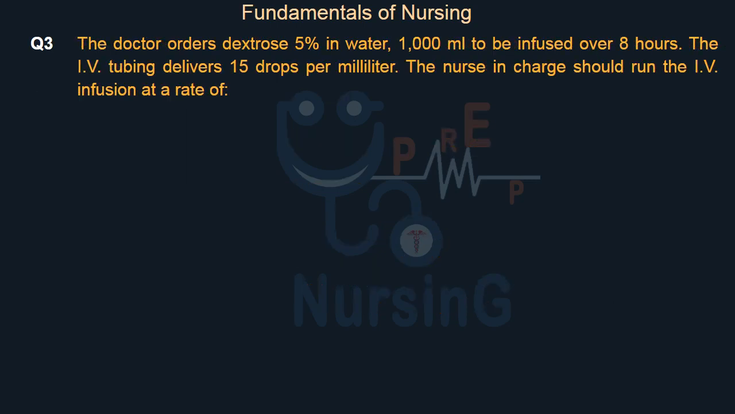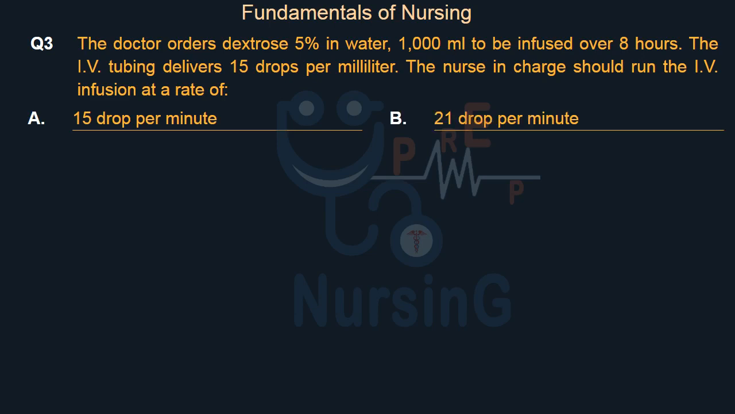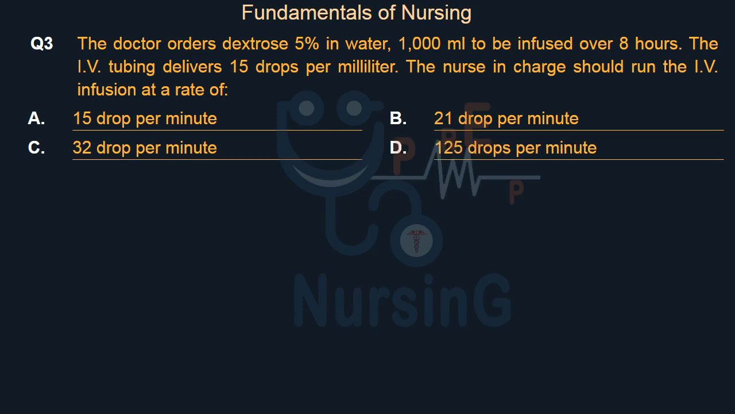The doctor orders dextrose 5% in water, 1000 milliliters to be infused over 8 hours. The IV tubing delivers 15 drops per milliliter. The nurse in charge should run the IV infusion at a rate of: Option A. 15 drops per minute. Option B. 21 drops per minute. Option C. 32 drops per minute. Option D. 125 drops per minute. Right answer is Option C.